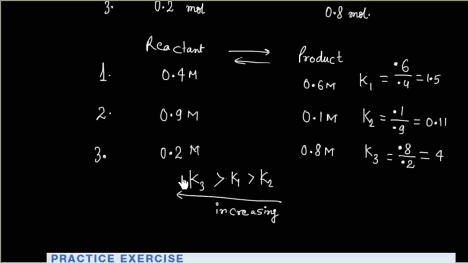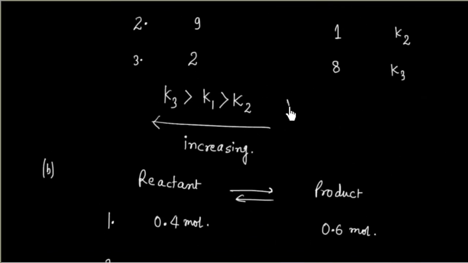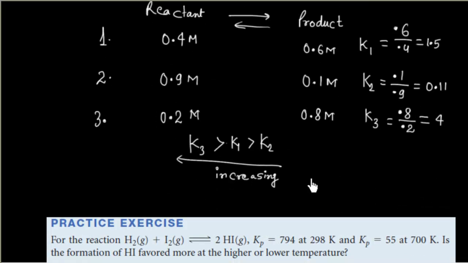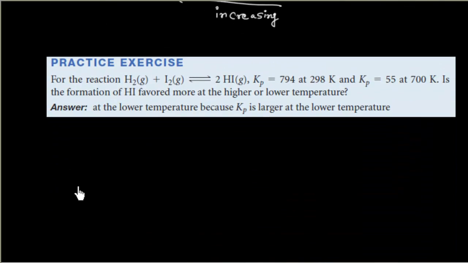You see this value: K3 is greater than K1, which is greater than K2. We also found this without doing any calculation. So basically we can compare equilibrium constants either qualitatively, by number, or quantitatively. So without any calculation we can also say something about the equilibrium constant. Let us do this practice exercise. This is an easy one.